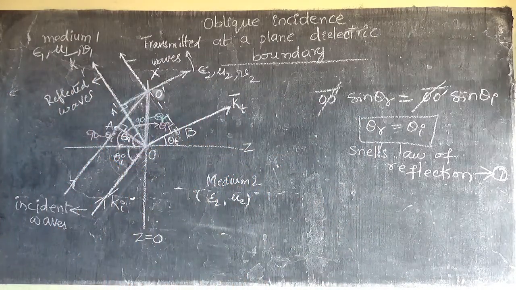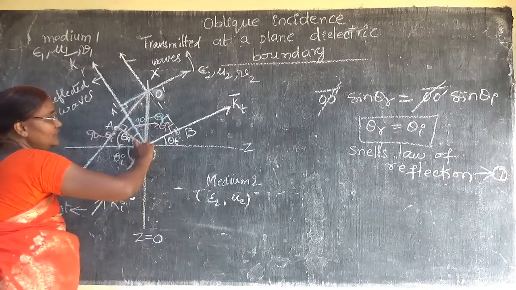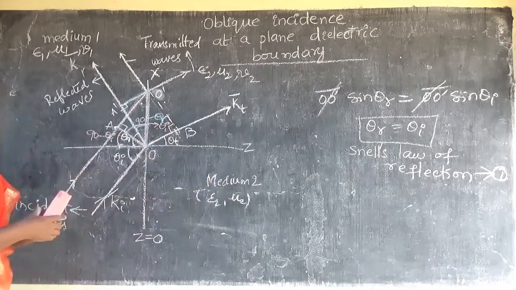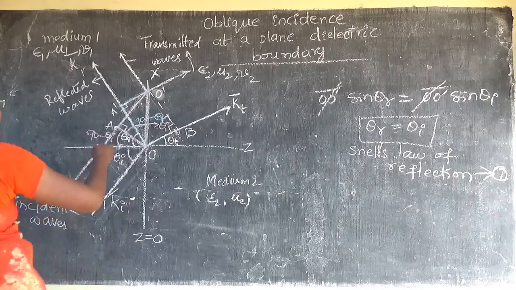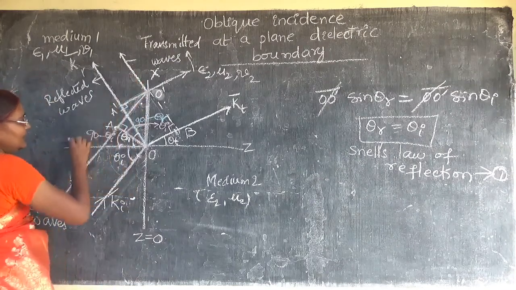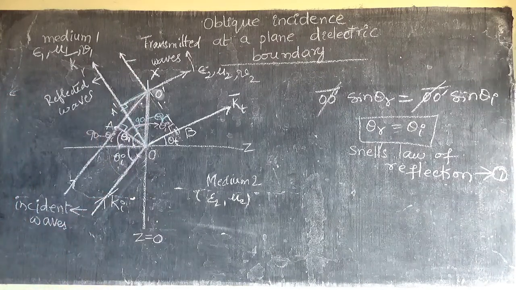Next, now I want to find what is the behavior of this wave in the second medium, that is in medium 2. So the behavior of this wave will derive the other equation, which is Snell's law of refraction. So now we know that the velocity of the wave in medium 1 is v1 and the velocity of the same wave in medium 2 will be v2.